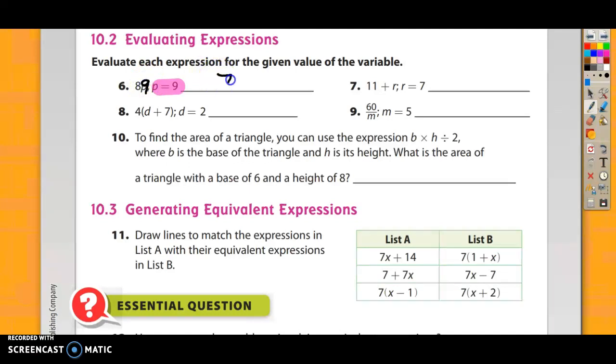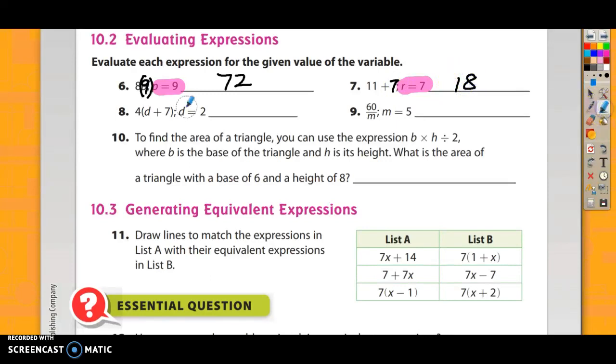8 times 9 is 72. When we replace that p, and it's really kind of messy, it's going to be 8 parentheses 9. Number 7, r is equal to 7. So we're going to take r out and we're going to replace it with 7. And 11 plus 7 is 18.